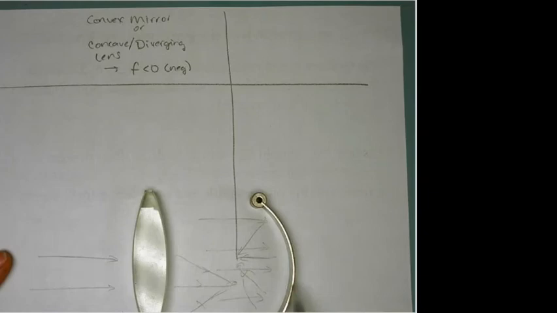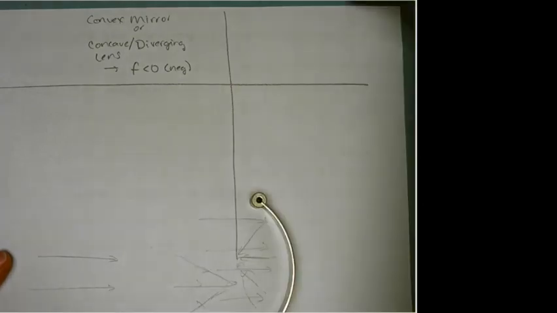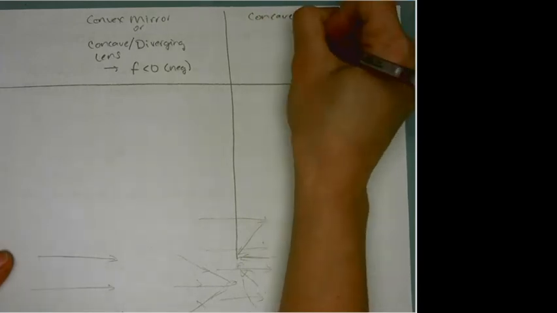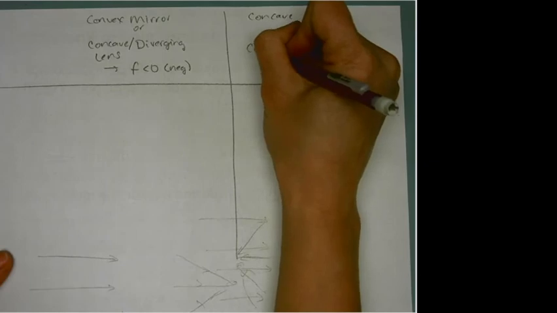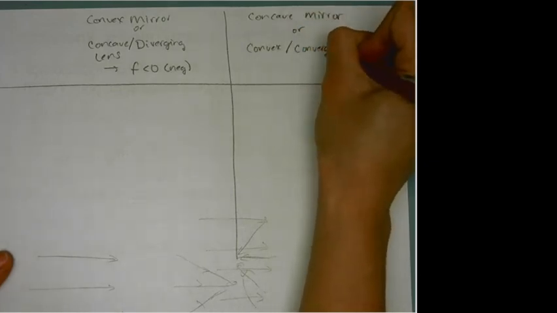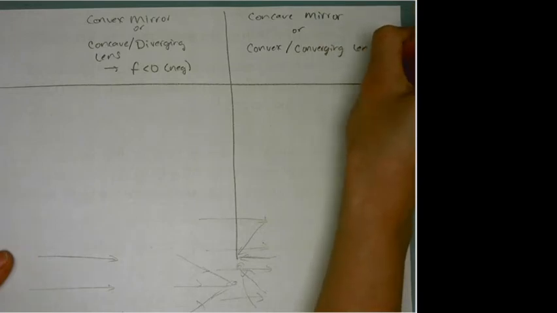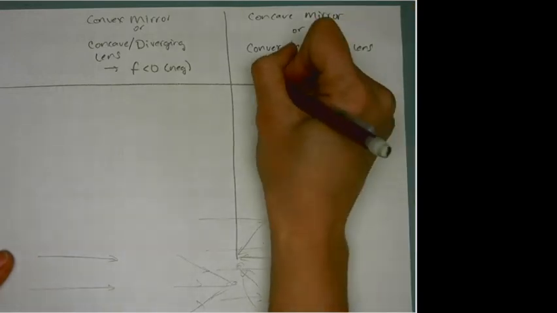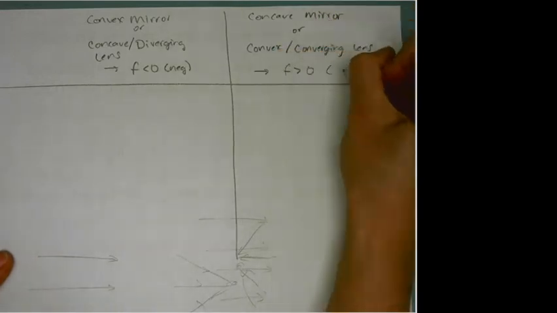So this shape of a mirror converges things, just like this shape of the lens converges things. So I'm going to treat them the same on my table as well. So this is going to be a concave mirror or a convex converging lens, where you say that f is greater than 0, and that's positive.